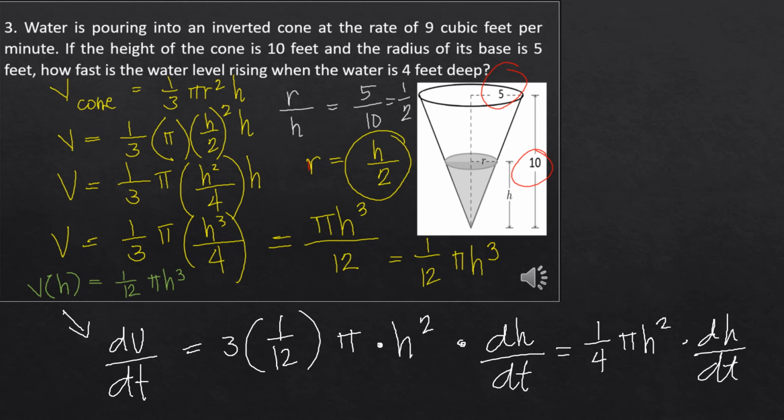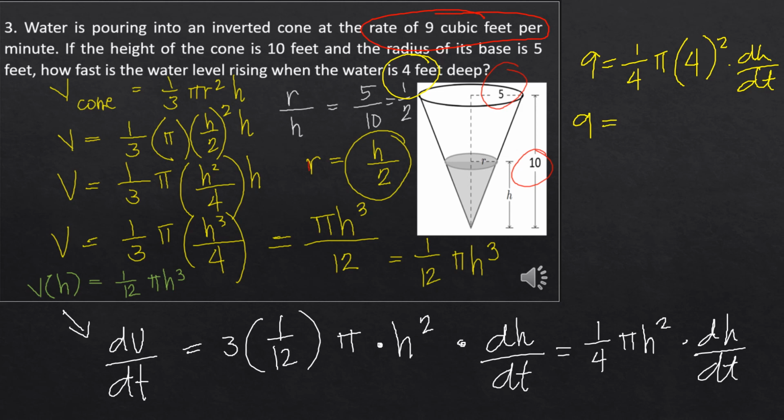And what is this dh over dt? That is now what is being asked. How fast, okay, is the water level rising? Therefore, we substitute now the data. dV over dt is the change of the volume with respect to time, and that is already given. That is 9 cubic feet per minute. So we have 9 is equal to 1 over 4 pi height. What is height? It's already given also, that is 4 feet. So times 4 squared times dh over dt.